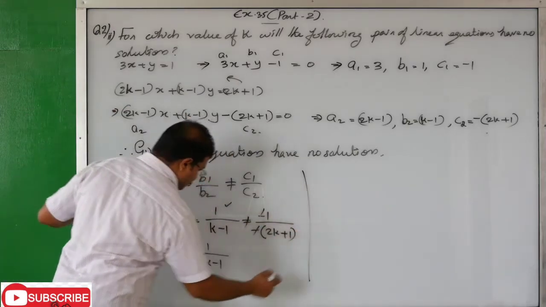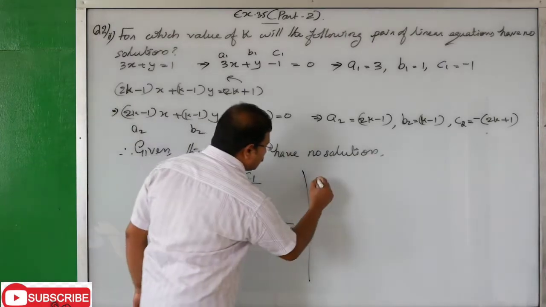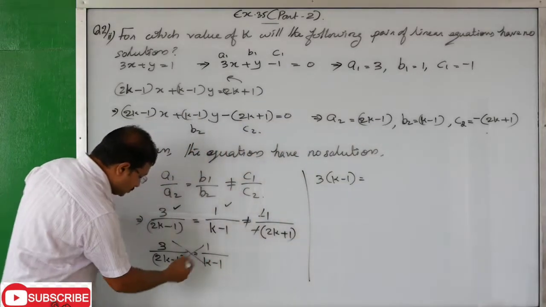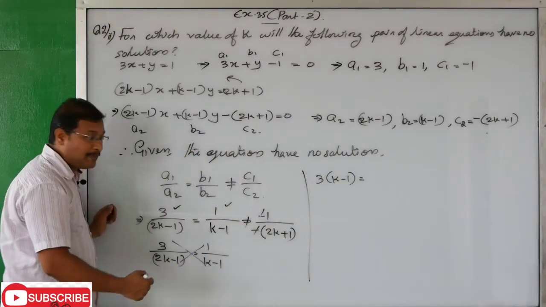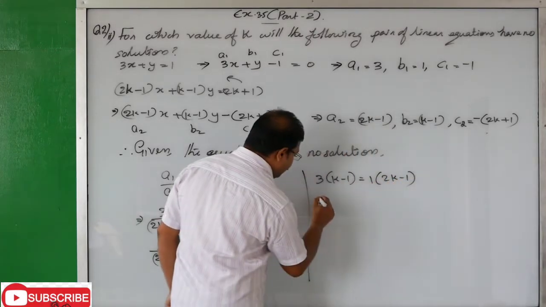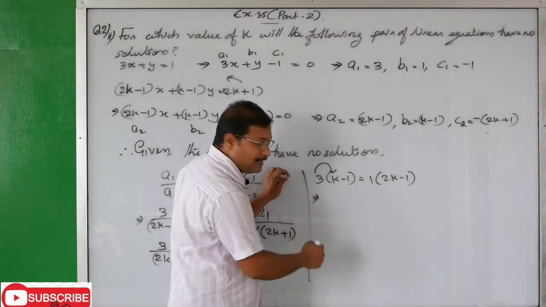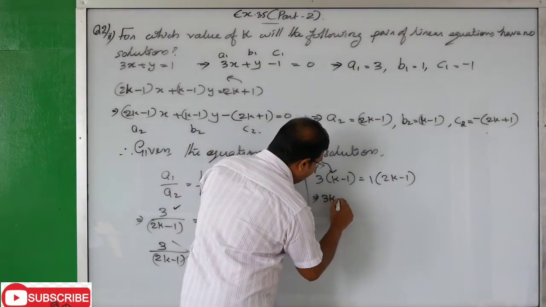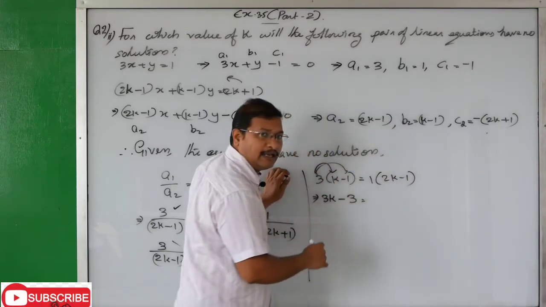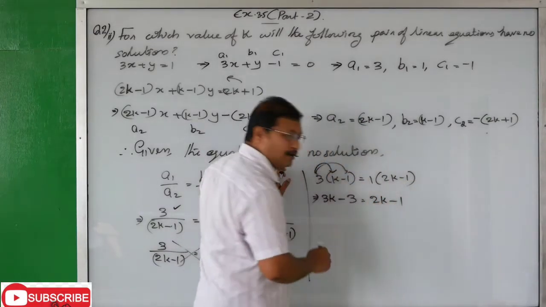Let's cross multiply this one. These two will cross multiply. Ready? So 3 into k minus 1 equals these two, what is that? 1 into 2k minus 1. We are opening the bracket, isn't it? So 3 into k, 3k minus 3 into 1, 3, equals 1 into any number, same number. That means yes, you can write 2k minus 1.